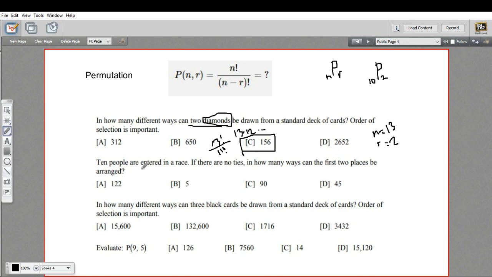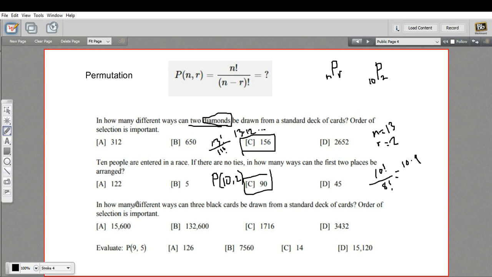All right, let's do this one now where we have 10 people in the race, and how many ways are there that the first two places can be arranged? So we've got an n of 10 and an r of 2. So we want this permutation. So we put the 10 factorial on the top and 10 minus 2 factorial on the bottom. And this is going to equal just 10 times 9, and then everything else is going to cancel with the 8 factorial. So this one is 90.